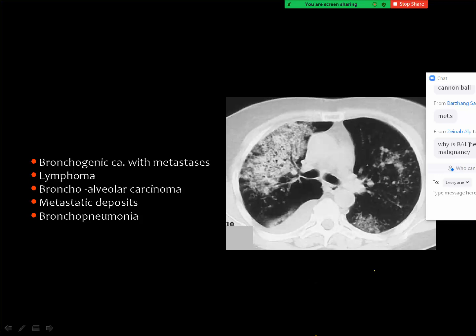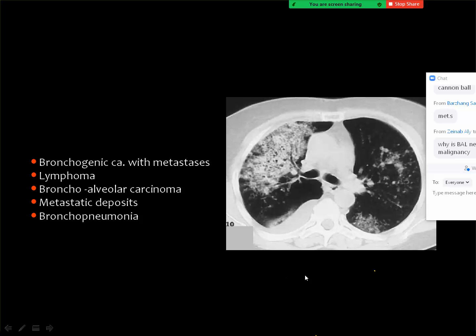Then you will ask why the bronchoalveolar lavage is negative for malignancy, and this is a frequent finding in bronchoalveolar carcinoma. You got copious sputum or watery-like sputum, which makes it difficult to detect malignant cells in the lavage. And even also in metastatic deposits.